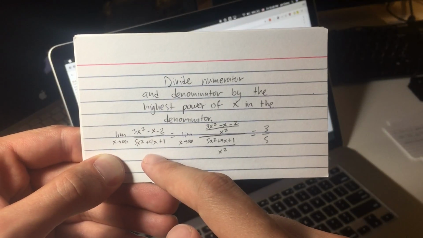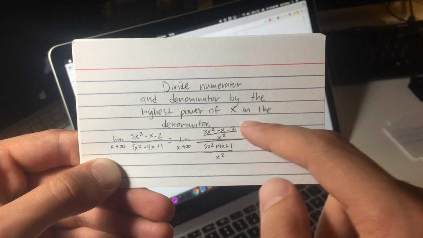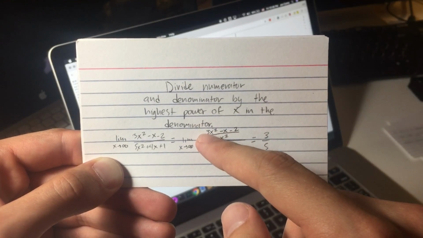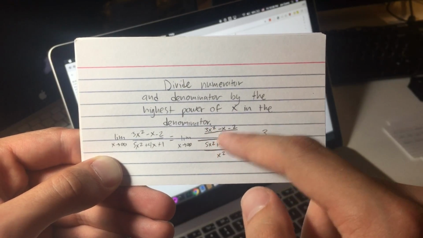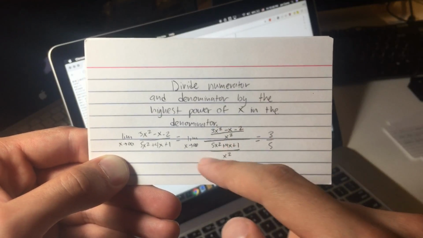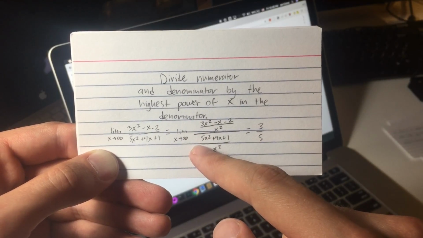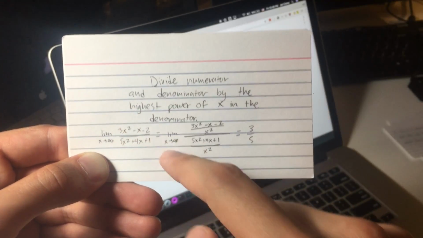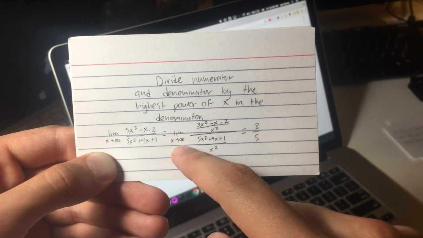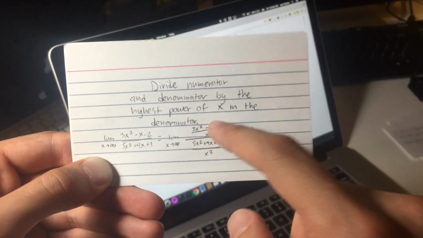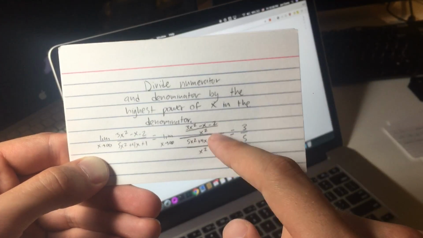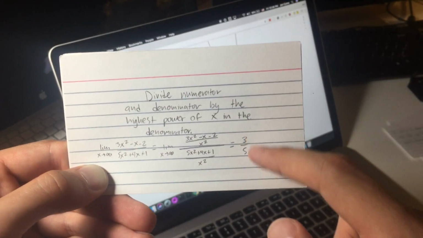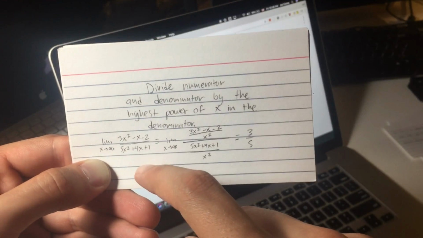We divide the top and bottom by x squared, and if you break up this division, you're going to see that 3 is going to be by itself, and then you're going to have a minus 1 over x and a minus 2 over x squared, and then you're going to have 5 by itself, and then a 4 over x and a 1 over x squared. And as x gets really, really huge, those things that have an x in the denominator on the top and bottom are going to go to 0, and then you're going to have just 3 over 5 left, and that's the actual limit of this function.